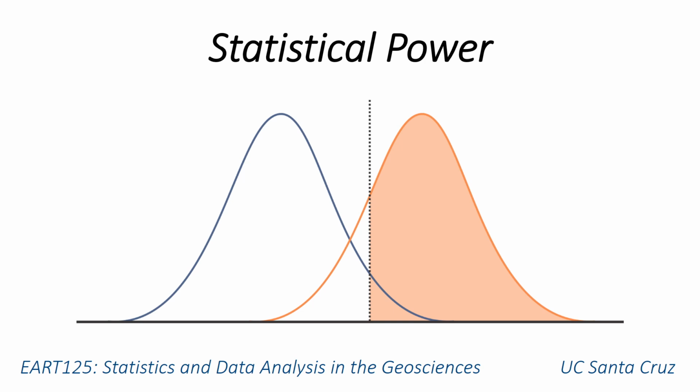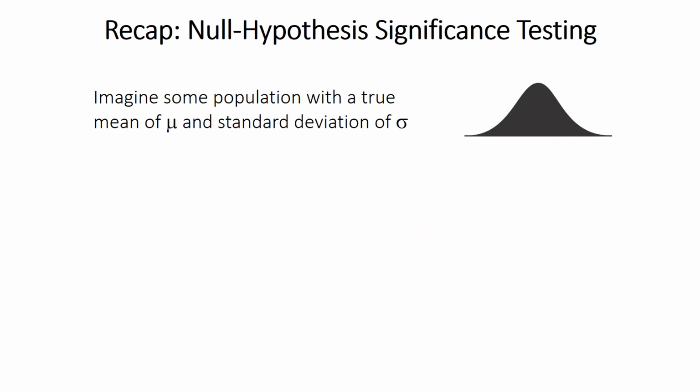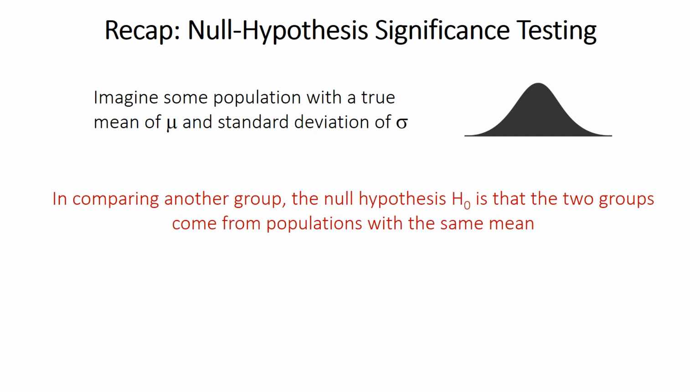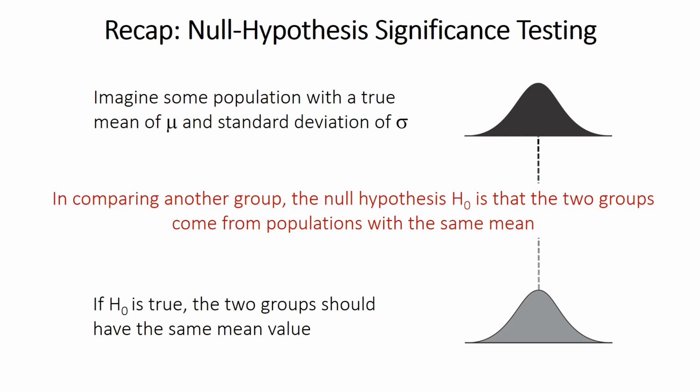So let's jump in. First, to understand how statistical power works, it's useful to briefly recap the process of statistical significance testing. So imagine we have some population with a true but unknown to us mean and standard deviation. Let's say we're doing a statistical test to compare the mean of that population, or a sample that comes from that population, to another group. The null hypothesis here would be that the two groups come from populations with the same mean. So if the null hypothesis is true, our second group should have the same mean value.